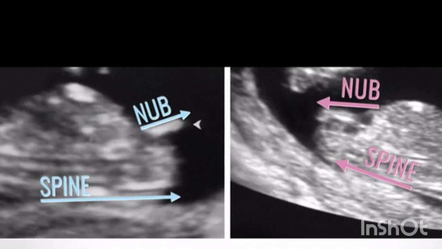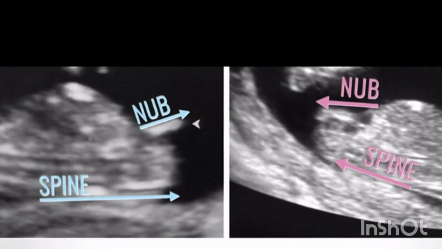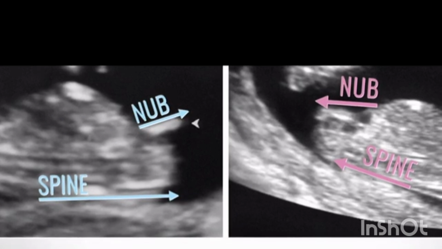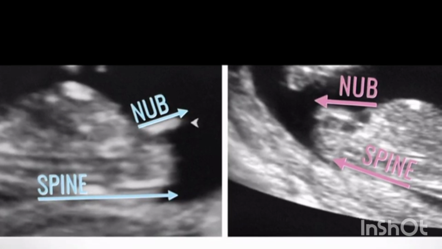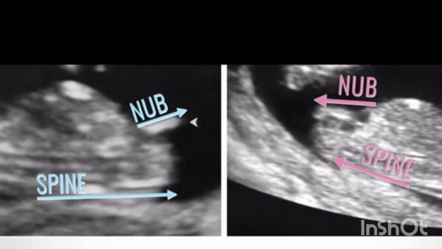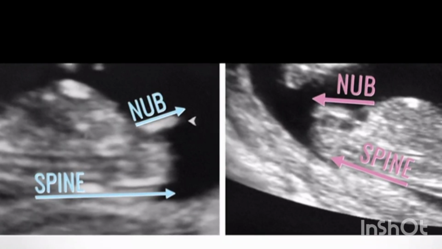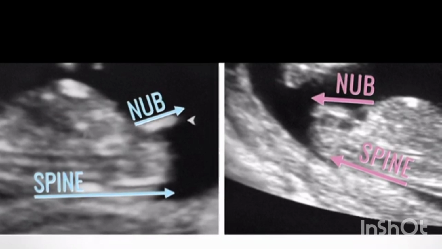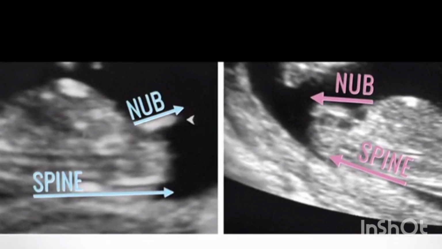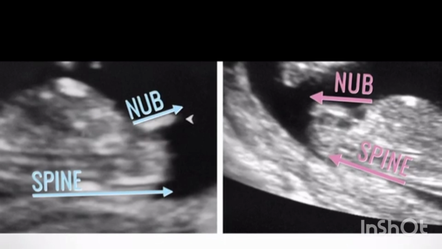Sometimes the nub won't be visible, and the technician won't be able to see it. That doesn't mean that anything is wrong. You'll just need to wait until your next ultrasound and hope that it will be visible then. You probably won't be able to identify the nub with an untrained eye. Ask the technician to point directly to the nub and show you the angle.